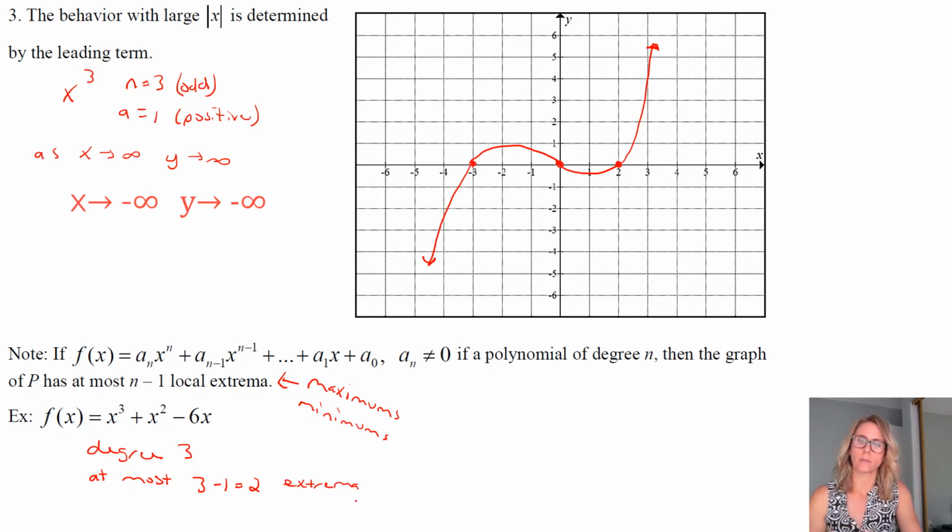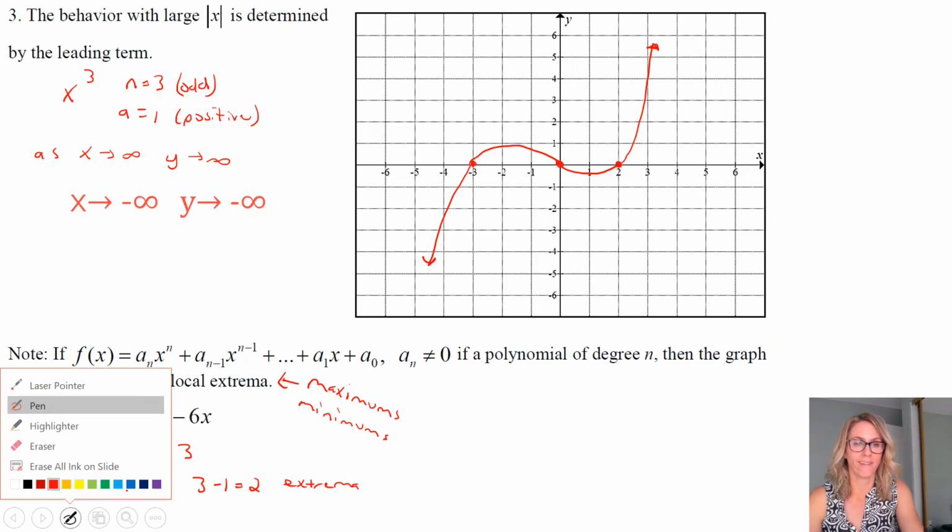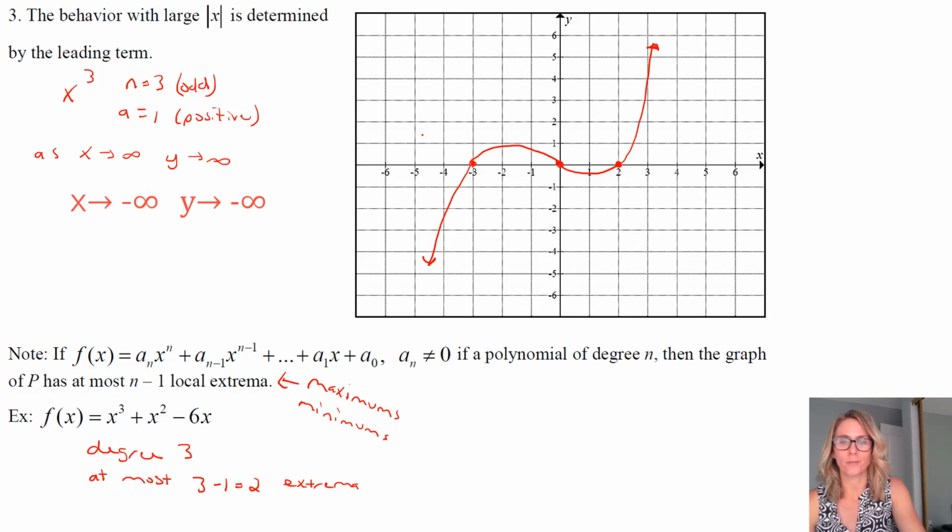extrema, maxes or mins. And you can see very easily from our picture here, that's what's great about it, we have one max right here, and we have a minimum right here. So we do have 2. Now we could have had 1, or we could have had none, but it's at most n minus 1. So we couldn't have had more than 2 extrema, and in our case we actually did have 2, a max and a min.